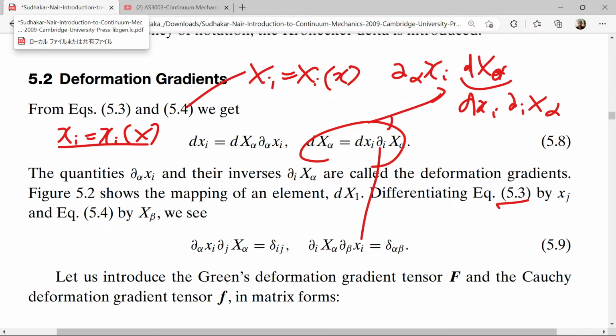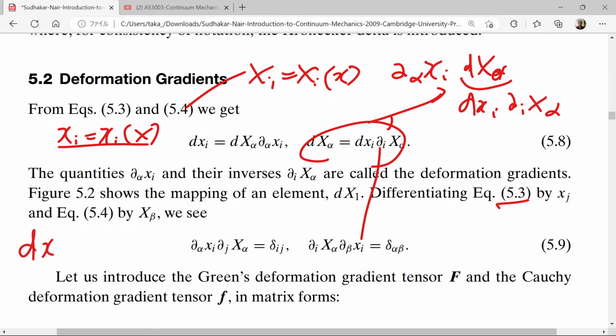I'm not so sure. So we obtain dxi equals partial alpha xi dxi partial i x alpha.